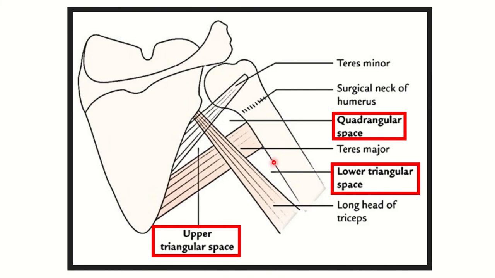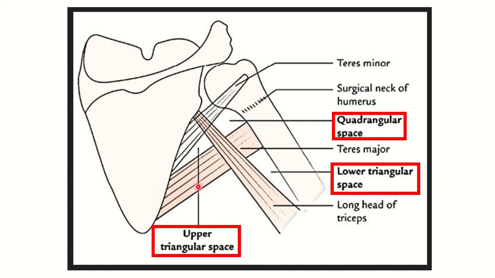In the case of the triangular space, the upper part is formed by the lower border of the teres major muscle, and the lower part is at the junction of the long head of the triceps and the humerus. So this is in short the boundary of the quadrangular space and the triangular space. These two spaces are very important. Here we can see the upper triangular space. It is usually not important for the exam, but for interest it should be read. In the upper part, the minor always lies above.